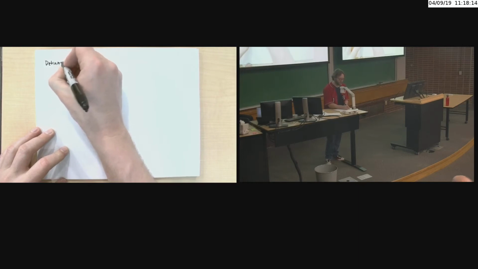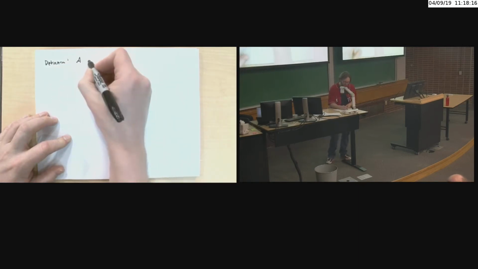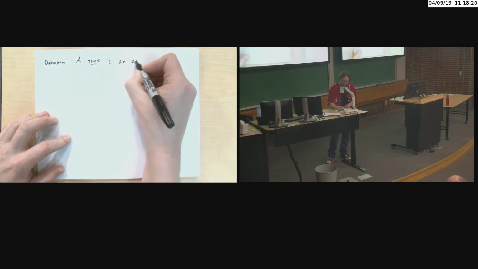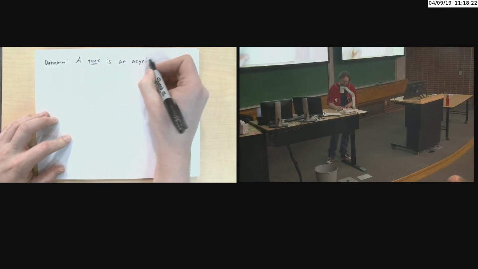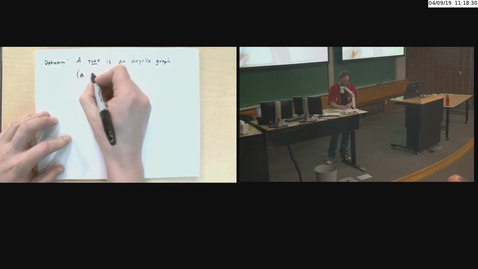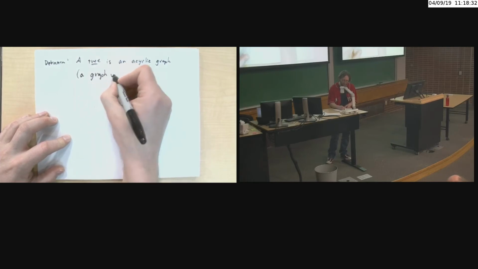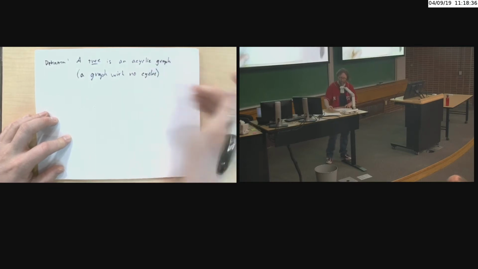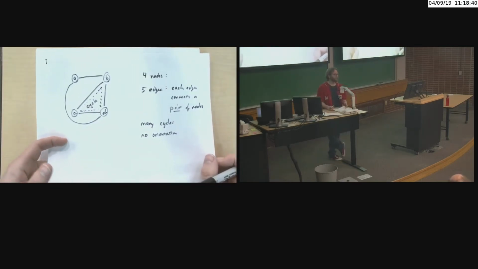Definition. Right? A tree is an acyclic graph. Right? In other words, a graph with no cycles. Right? So, was this thing I drew here, is that a tree? No, because it has several cycles. We identified all those. Right?